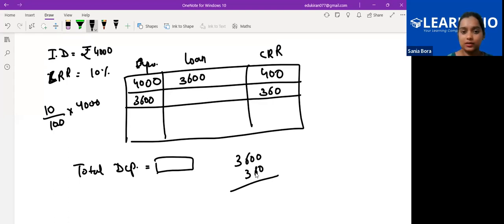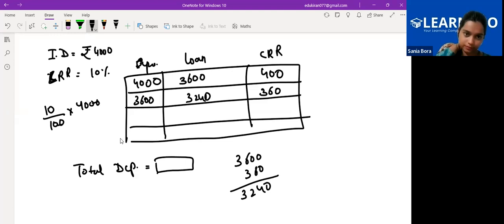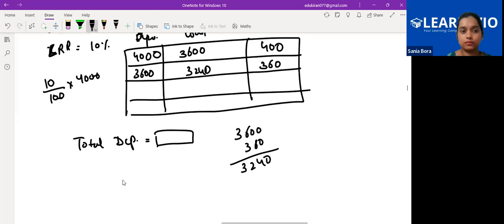How come 80,000? The total, what you are talking about, this one is the loan. Ma'am, I already told you this thing, loan. I forgot what it will be at that time. It will be 3,240. Now I find the total loan. Deposit 20,000, by CRR it will be 2,000, and the loan will be 18,000.